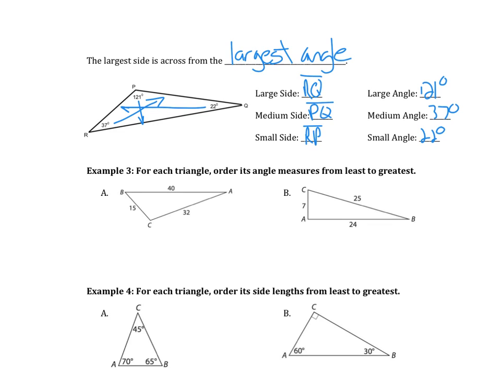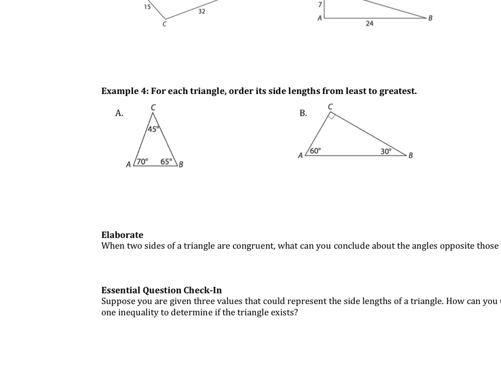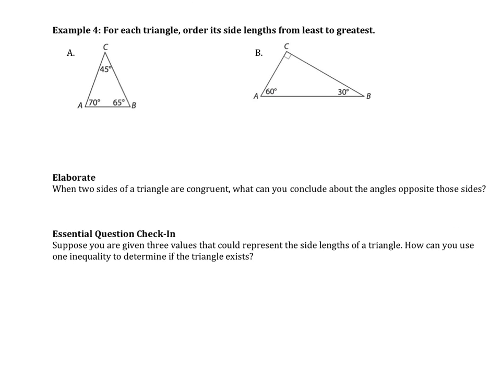All right, so example 3 and 4, I want you to go ahead and work on those, and we'll share out on those in class. All right, elaborate. When two sides of a triangle are congruent, what can you conclude about the angles opposite those sides? So go ahead and write down your answer, and again, we'll discuss this when we come back into class. And last, essential question check-in. Suppose you're given 3 values that could represent the side lengths of a triangle. How can you use an inequality to determine if the triangle exists?